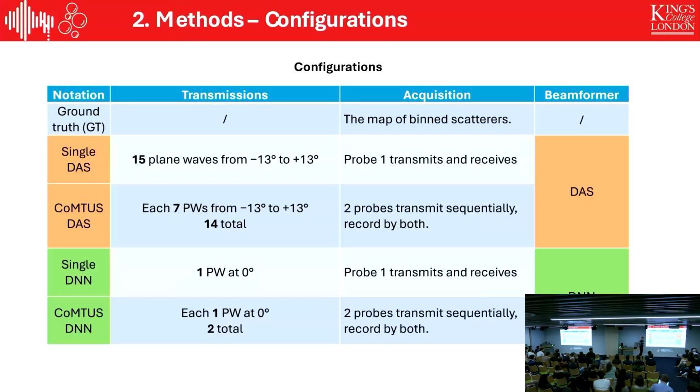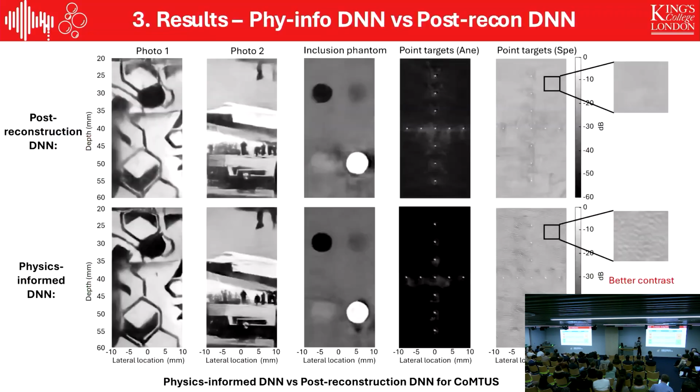And these are the configurations. I want to emphasize that for the delay and sum beamformer, we have 15 plane waves from a single transducer ultrasound, and in total 14 plane waves for COMTOS delay and sum. But for the deep neural network beamformer, we only have 1 plane wave, and 2 plane waves for COMTOS. So we actually saved acquisition energy and acquisition time.